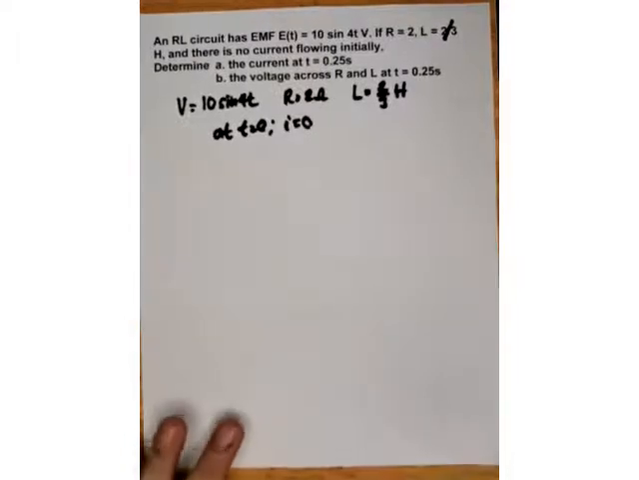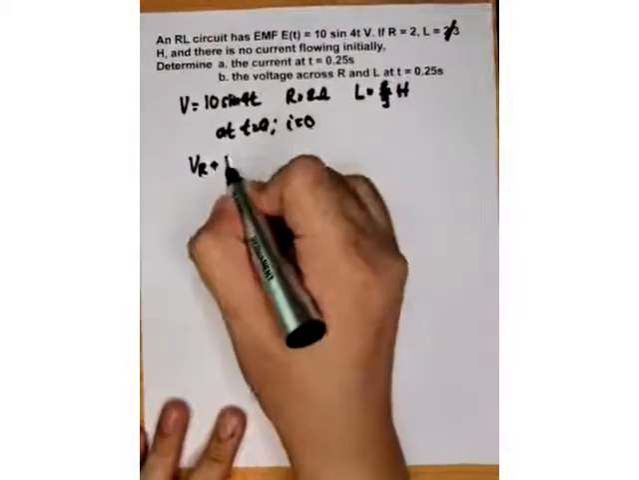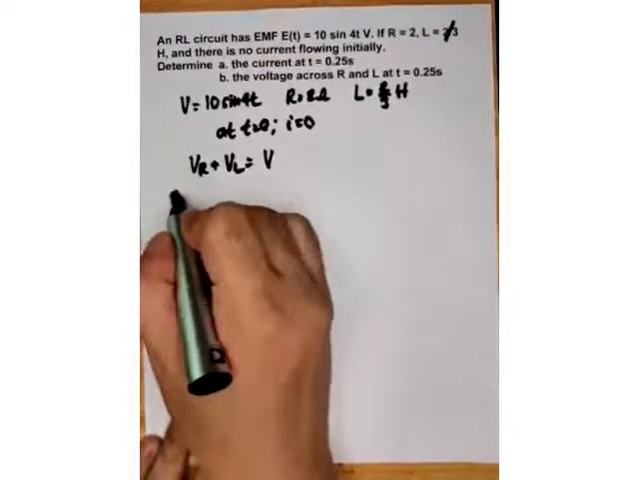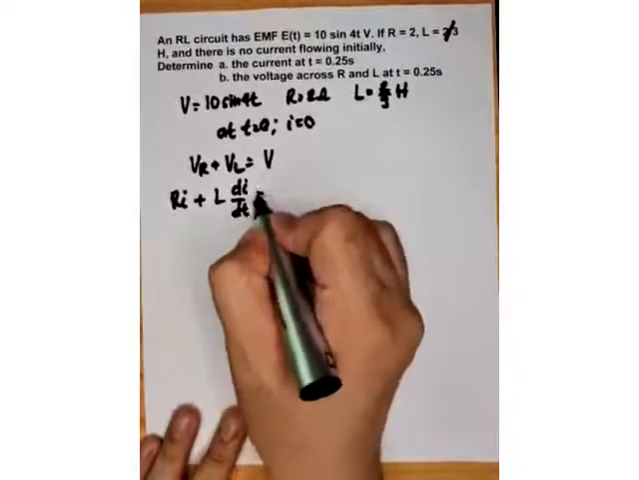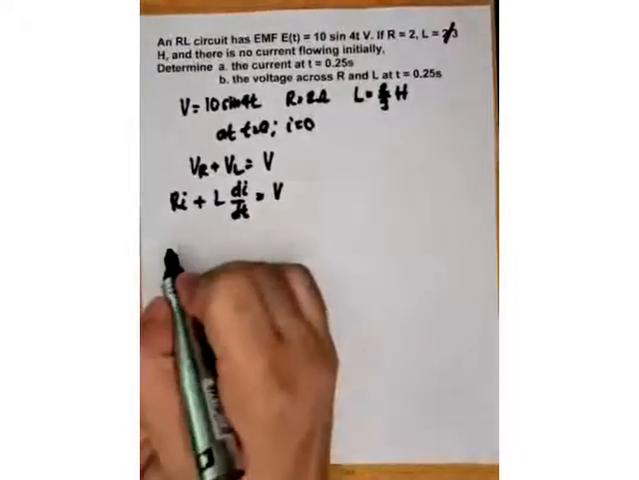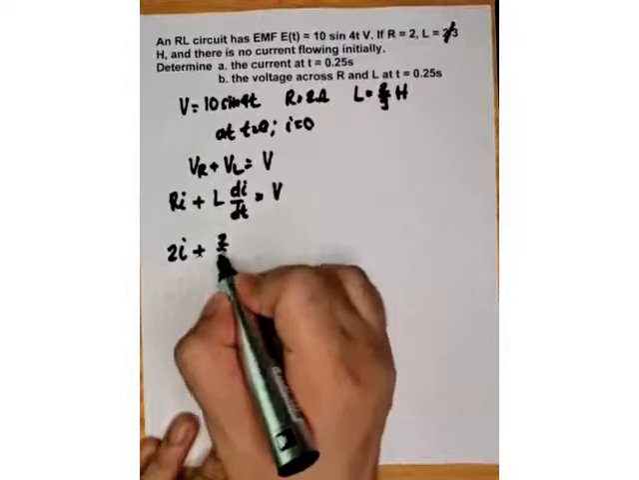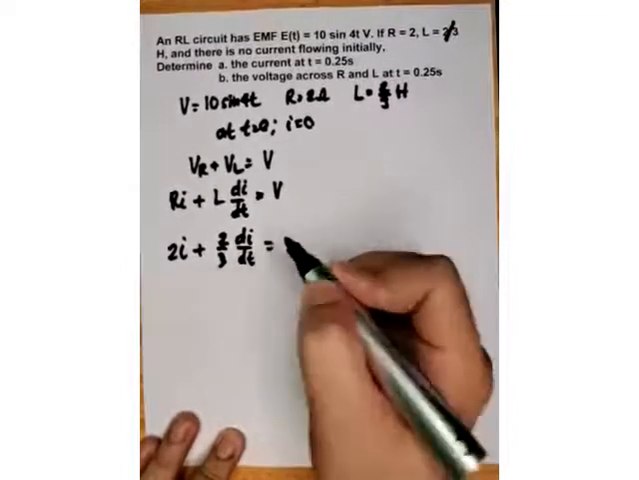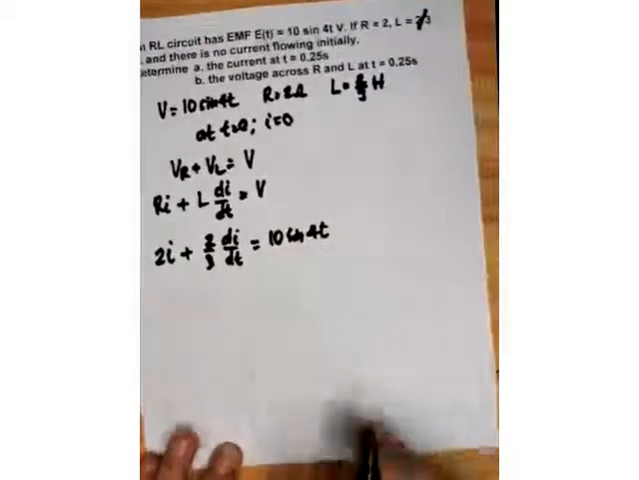Ayan. So ito ay RL circuit. So that means this is VR plus VL is equal to V. Okay? Ano yung VR natin? So that's RI plus L di over dt. So that's equal to V. Ayan. So let's substitute. So R is 2I plus 2/3 di over dt is equal to 10 sine 40.